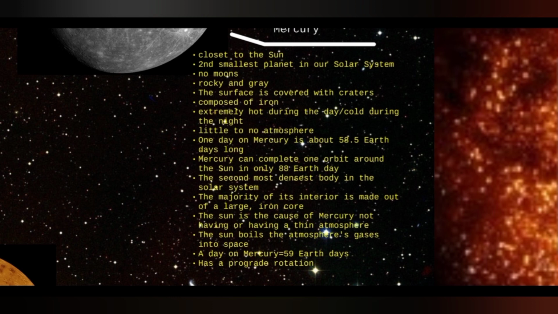around the Sun in only 88 Earth days, and it is the second densest body in the solar system. The majority of its interior is made up of a large iron core. The Sun is the cause of Mercury having only a thin atmosphere. The Sun boils the atmosphere's gases into space. A day on Mercury is the equivalent of 59 Earth days, and it has a retrograde rotation.